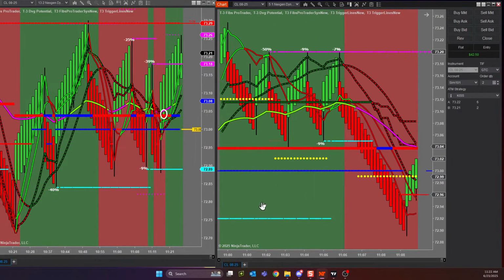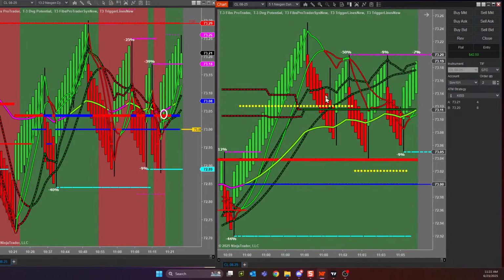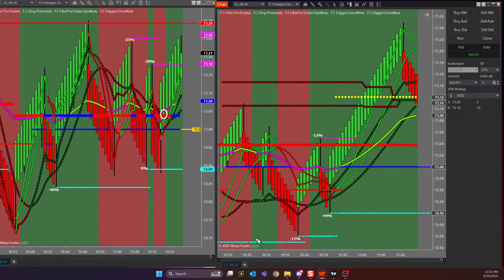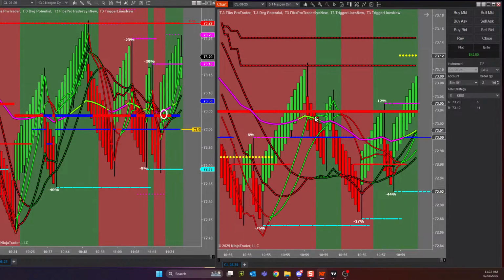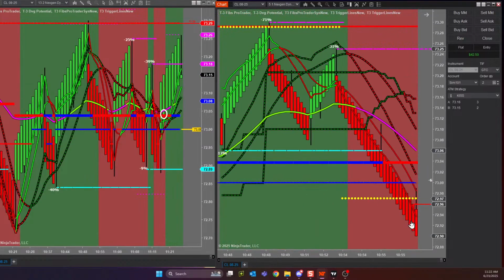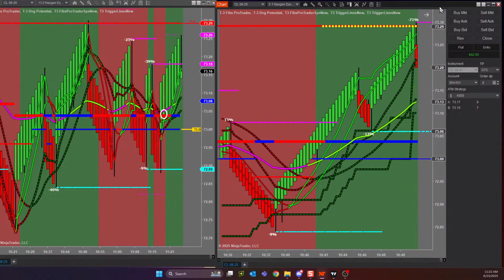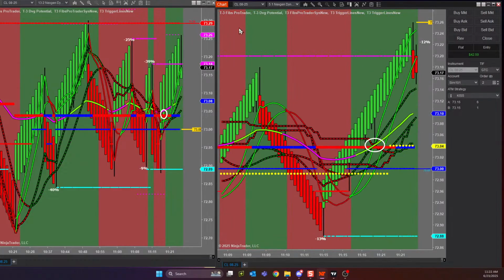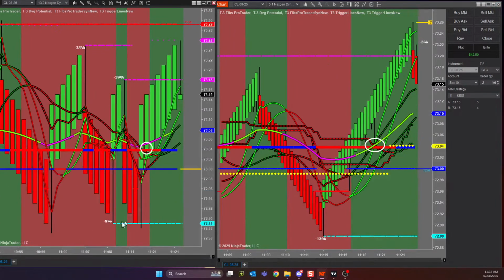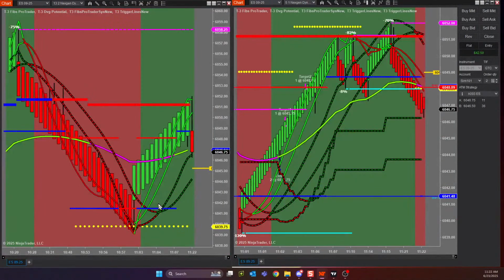And there it never set up. Here it never set up. Here it failed. Never set up. Kind of crazy. You can go back and just look at it and study that pattern.